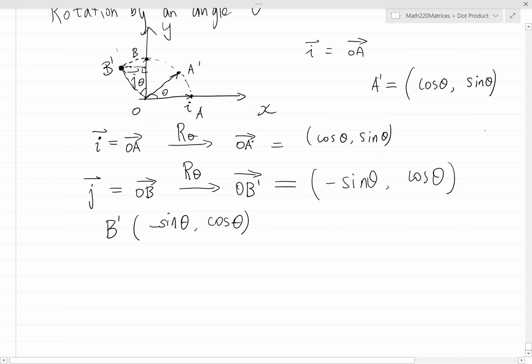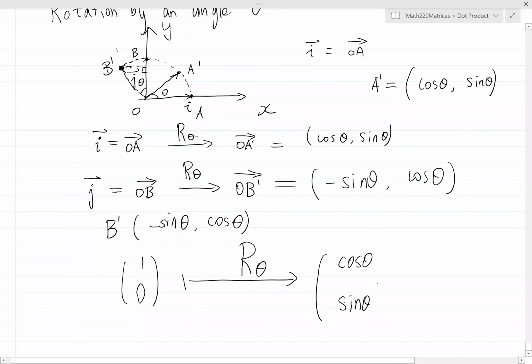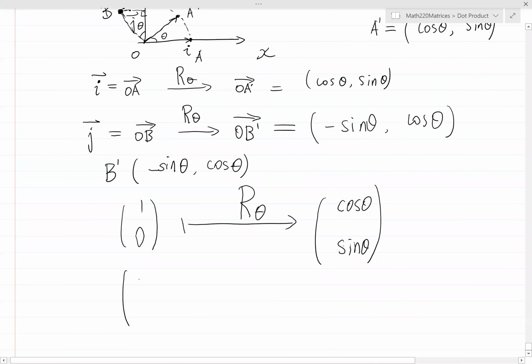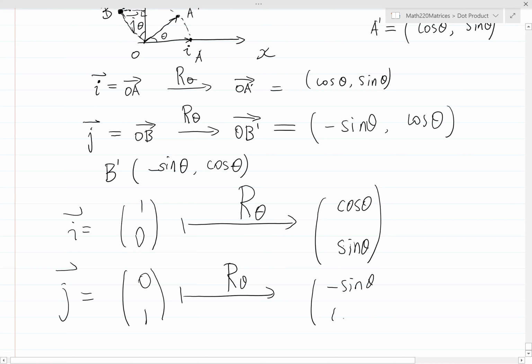Okay, let's write in vector form. I is 1, 0. Under this map R theta, we map it to the coordinates cosine theta, sine theta. Then J is 0, 1. We map it to negative sine theta, cosine theta.